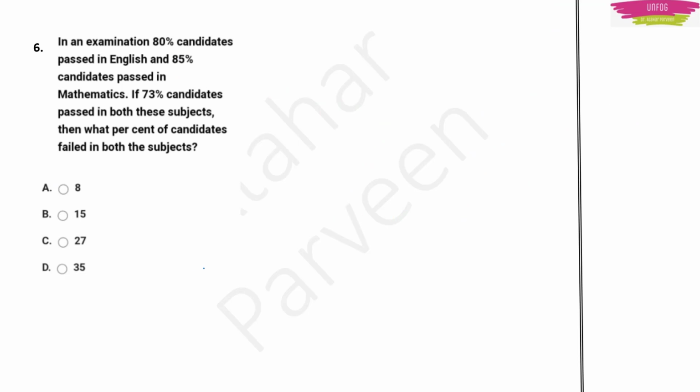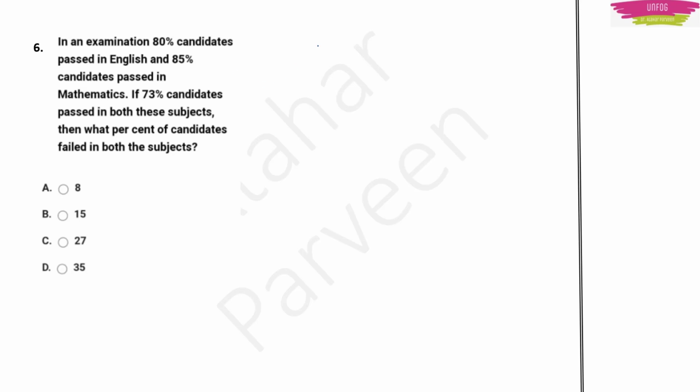In an examination, 80% candidates passed in English and 85% candidates passed in mathematics. If 73% candidates passed in both these subjects, then what percent of candidates failed in both the subjects? See friends, you should not worry by seeing the length of the question. Just read line by line and you write down in terms of numbers like I showed you.